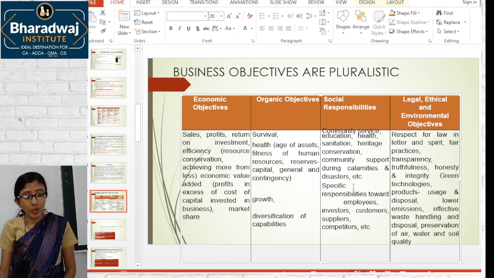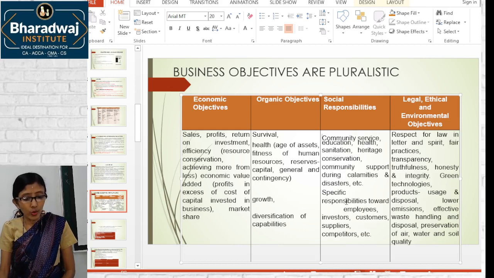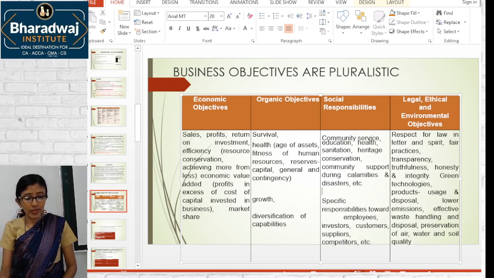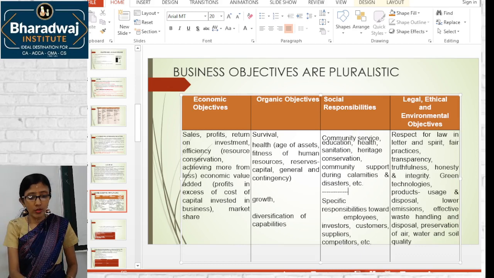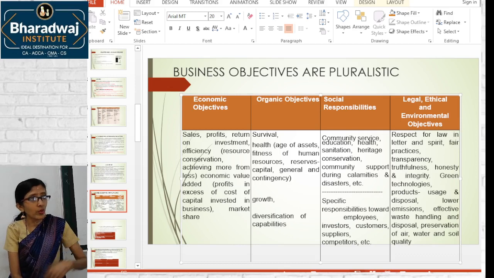And social responsibilities, my dear students, you can divide into two. One is, look at this, I'll draw a line here so that you will know, community service projects, like cleaning of Marina Beach, serving the rural area, going to a village and doing village seva, or doing some hospital cleaning and support to hospitals. All this companies do.